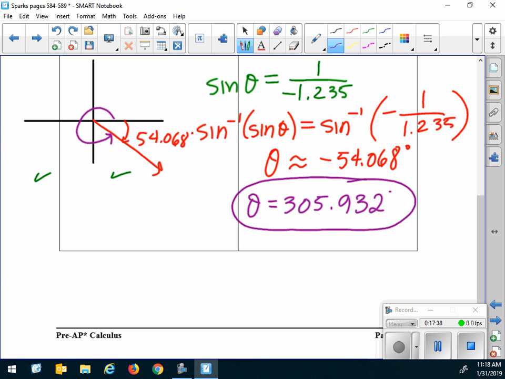How do I find an angle in quadrant 3 that has this sign? Not 360. No, what quadrant am I in? What do I got to deal with? I got to deal with the reference angle. I got to put the reference angle in quadrant 3. 54.068. So how do I find this angle right here? 180 plus. Good. 180 plus 54.068.